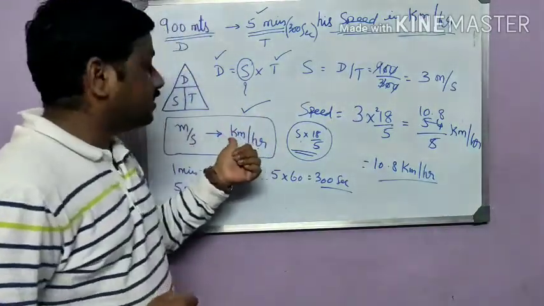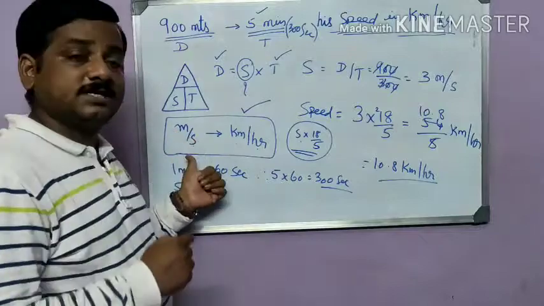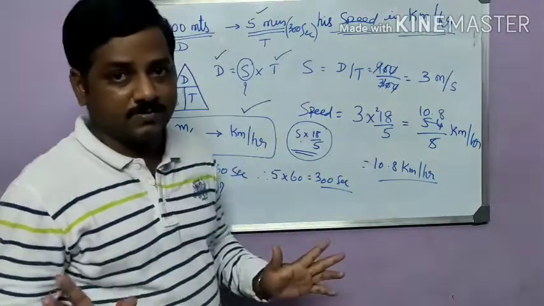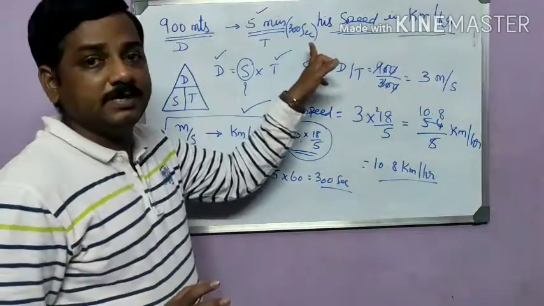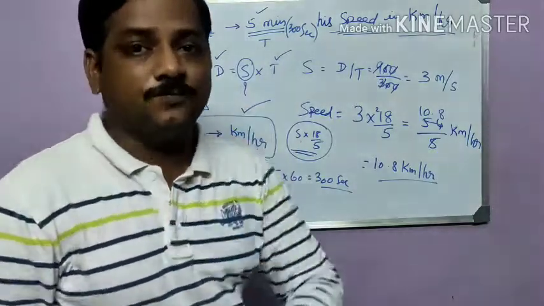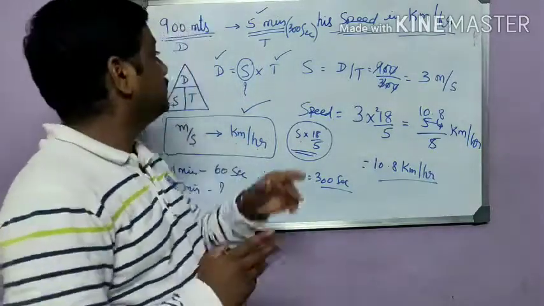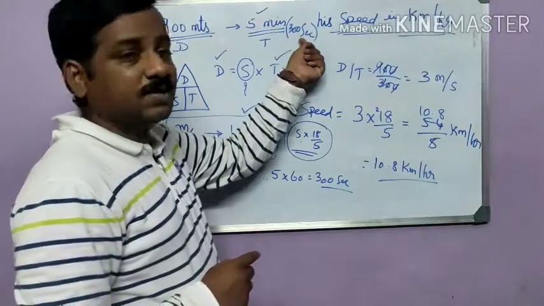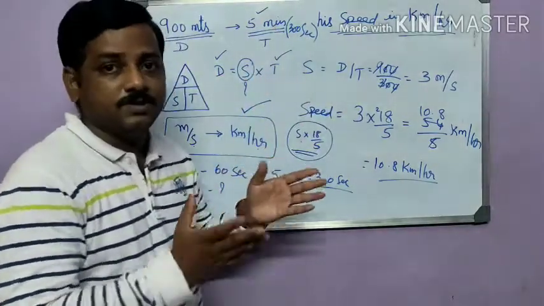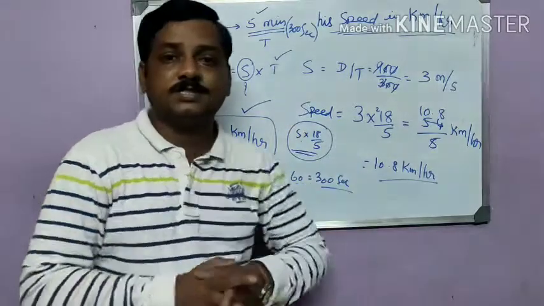You can convert the values of meters per second to kilometer per hour, but you cannot directly convert meter per minute to kilometer per hour. Here they give meters and minutes, so you need to understand and read the question very carefully. Once you understand this, then you can convert it. If you directly substitute this in the given formula, you get the wrong answer. I hope this is clear for you.